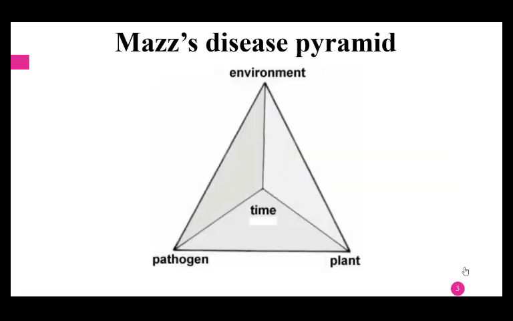There is another term, disease parameters. Time is often considered the fourth component of plant disease development. So the fourth dimension is time. There is one more dimension which we can add: the humans. The human equation can affect all three components of the disease triangle and should be considered as a fifth component in disease development.